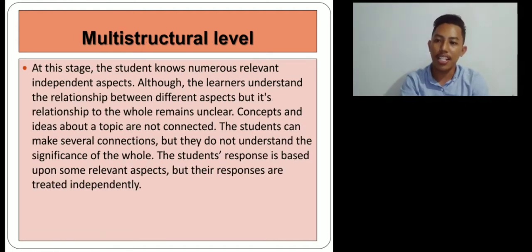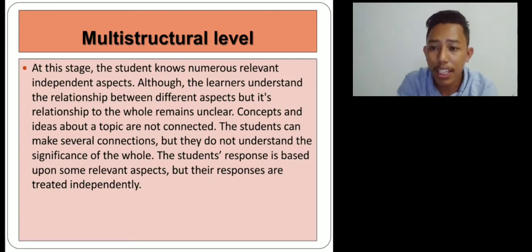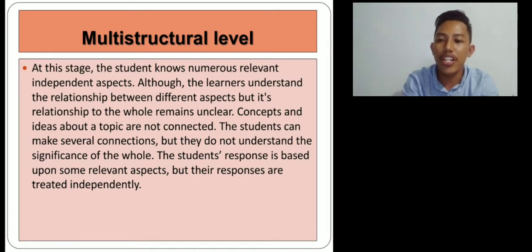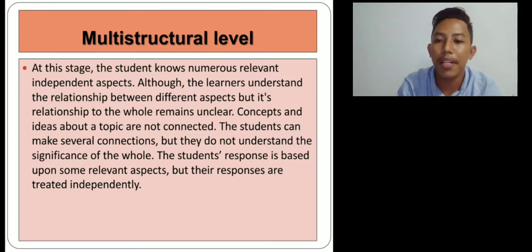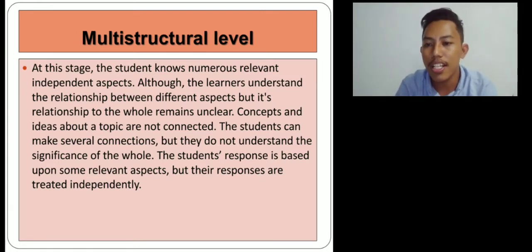The next one is the multi-structural level. At this stage, the student knows numerous relevant independent aspects, although the learners understand the relationship between different aspects, its relationship to the whole remains unclear. Concepts and ideas about a topic are not connected. The students can make several connections, but they do not understand the significance of the whole. The student's response is based upon some relevant aspects, but the responses are treated independently.